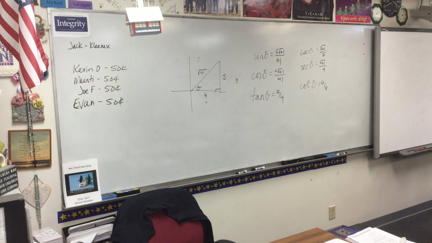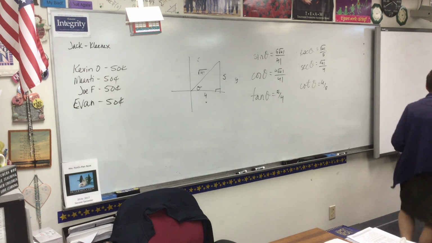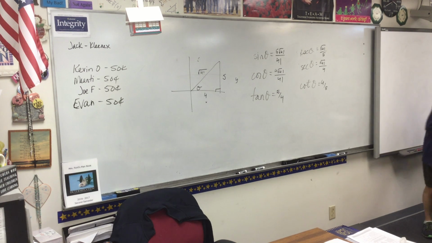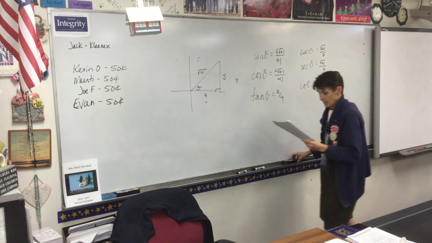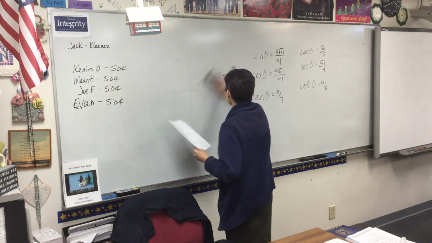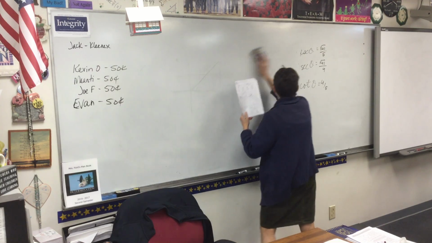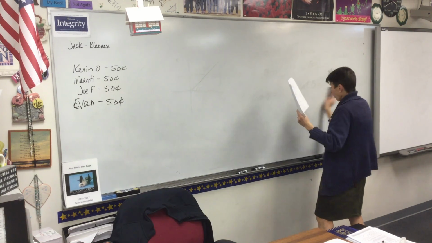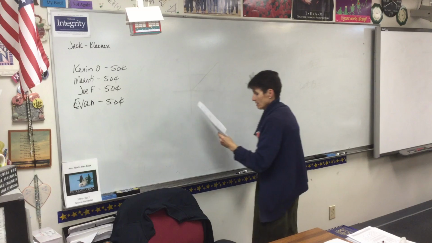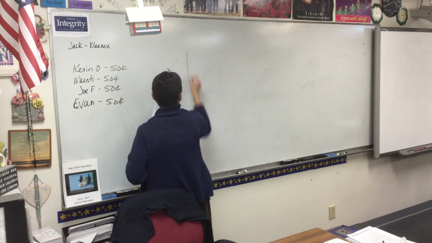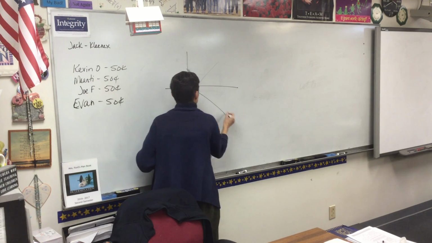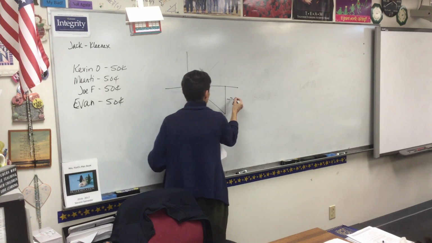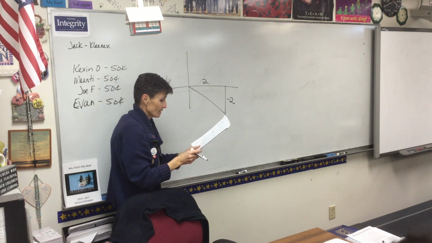So for section 2, it says we have an angle in quadrant 4, because x is positive 2 and y is negative 2.